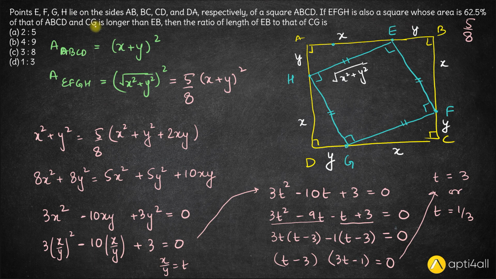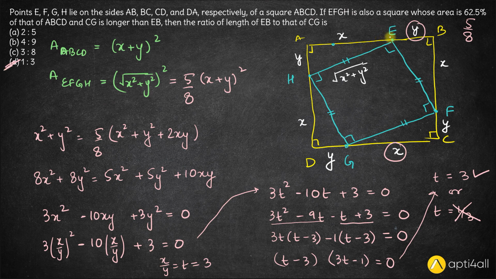Now we know CG is longer than EB, that means X is greater than Y. If X is greater than Y, that means X upon Y should be greater than 1. Hence the value of t should be greater than 1. So we will not accept this value. We will only accept t greater than 1, wherein t is equal to 3. Fine. So the question was, what is the length of EB and CG? So we have to figure out Y upon X. We got X upon Y as 3, right? So Y upon X will be 1 upon 3. Option D here will be the right answer.